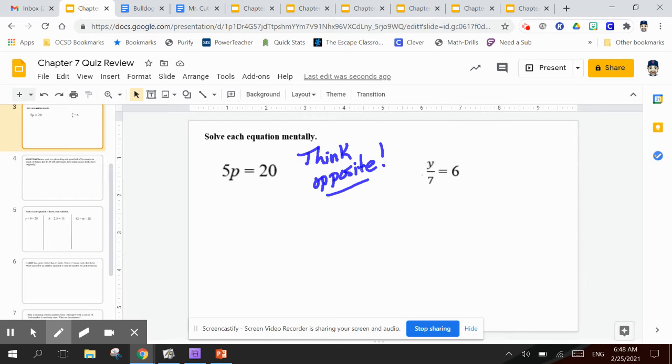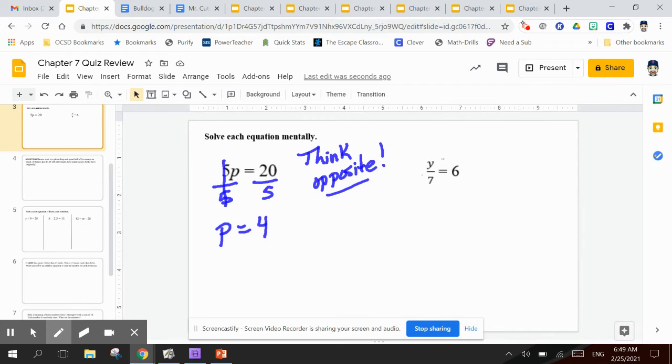Okay, what is the opposite of multiply? I have 5 times P equals 20. Well, the opposite of multiply is to divide. So I'm going to divide each one of these numbers by the coefficient. The coefficient is the number that's connected to the variable. So when I divide 5P divided by 5, my 5's cancel out. I'm left with my variable P. 20 divided by 5, 5, 10, 15, 20, that is 4.